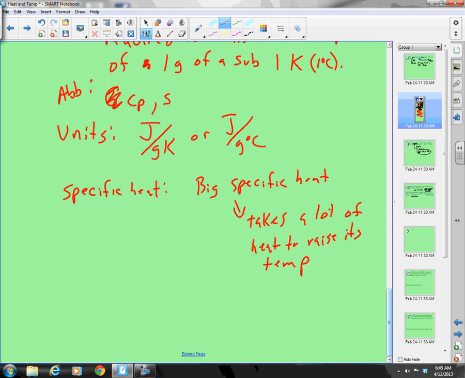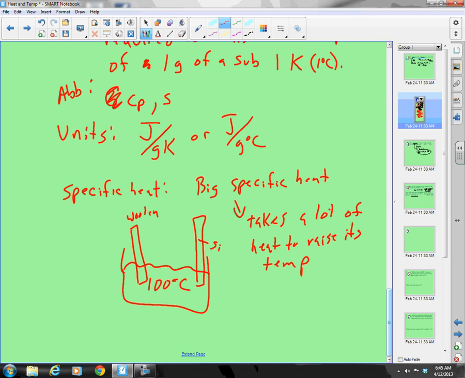Good. So think about putting a piece of silver in boiling water. Okay, so here we have some boiling water. That means it's 100 degrees Celsius, right? And I have a wooden spoon, and here's silver. Now, which of these do you want to grab? If I'm going to stir this, I'm going to grab the wooden spoon. Why? Because it's not as hot. It doesn't get as hot in the same amount of time.